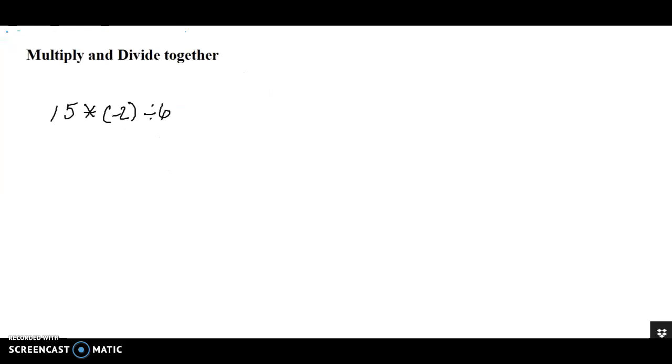Now we want to look at how do we multiply and divide together. So I'm going to take the same approach. I'm going to work the first two problems. In this case, it would be 15 times a negative 2, which gives us a negative 30. Now I'm going to take that negative 30 and divide it by 6. And a negative 30 divided by 6 gives us a negative 5.